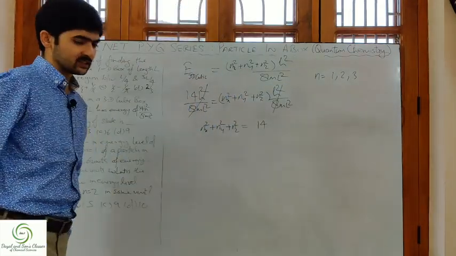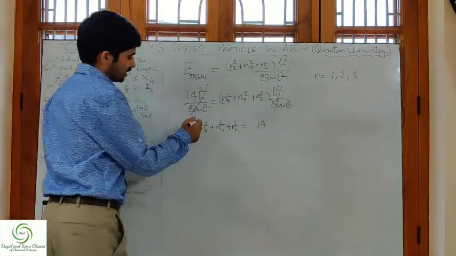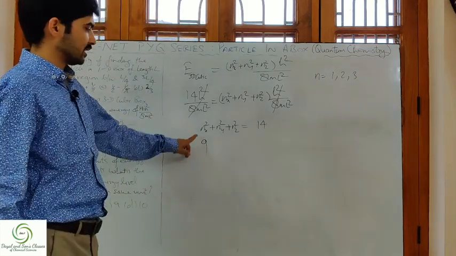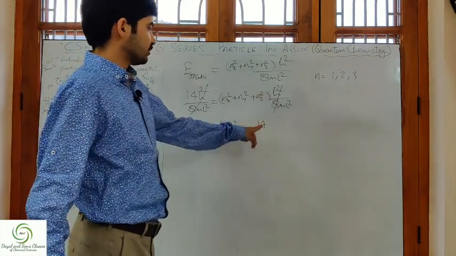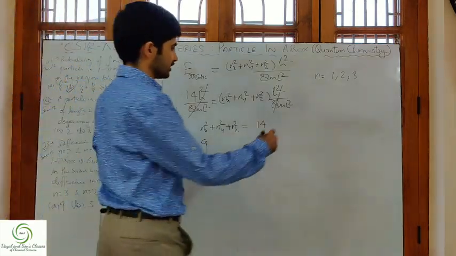Now let us first put nx equal to 3. nx equal to 3 means nx square will be 9. If you put nx equal to 3, that means nx square will be 9. Now if we subtract 9 from this 14, what do we get?